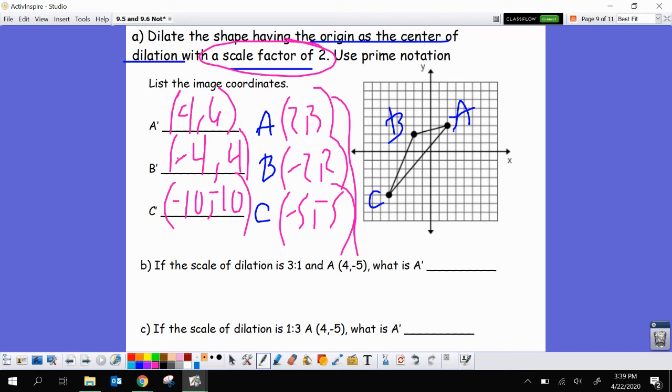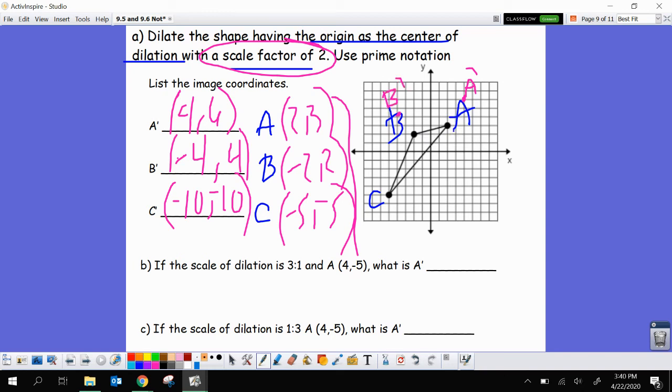And I'll show you, you don't necessarily have to graph this, but I will show you what this would look like and what I mean by center of dilation. I'll show you on this one, and then I won't do it again. But if I plot (4, 6), okay, this is where A prime would be. And then let's say I plot B at (-4, 4).